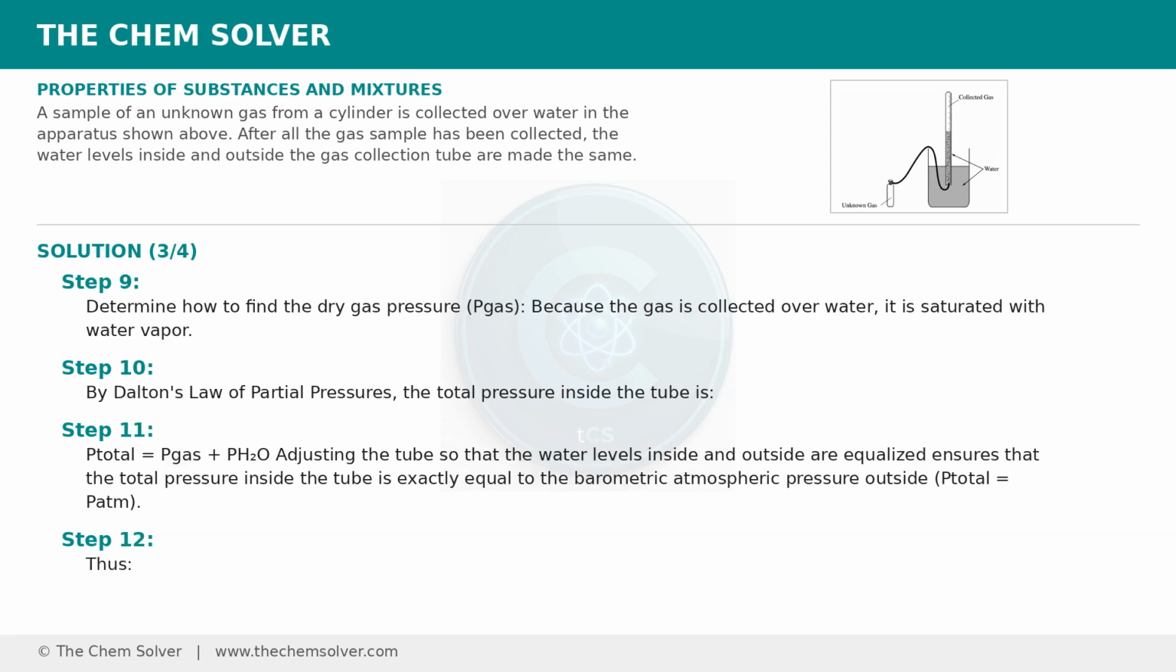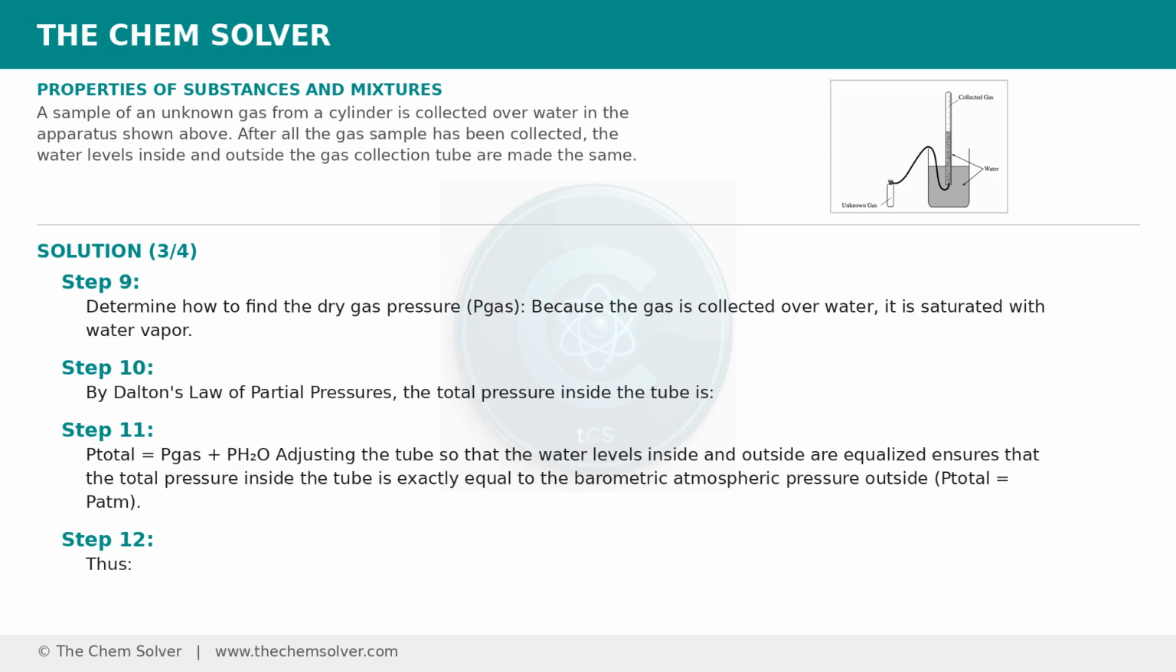Determine how to find the dry gas pressure, P gas. Because the gas is collected over water, it is saturated with water vapor. By Dalton's law of partial pressures, the total pressure inside the tube is P total equals P gas plus P H2O.